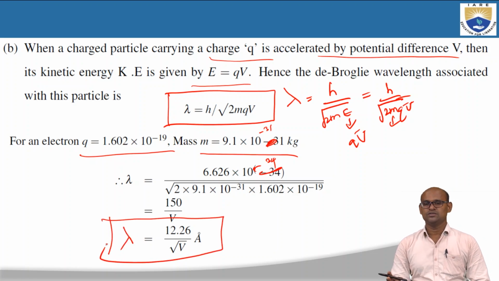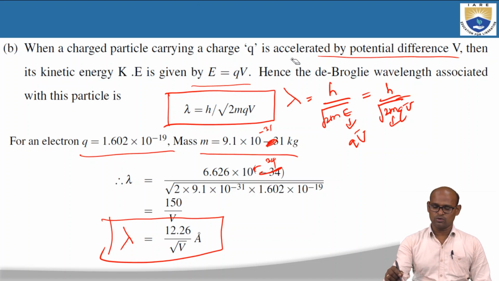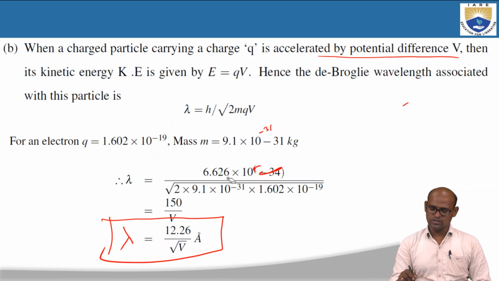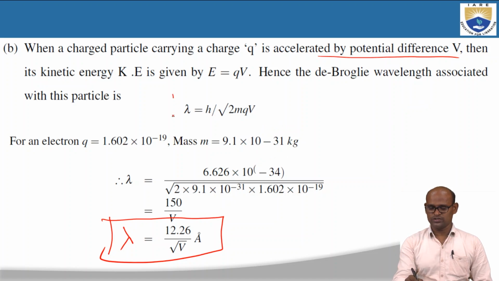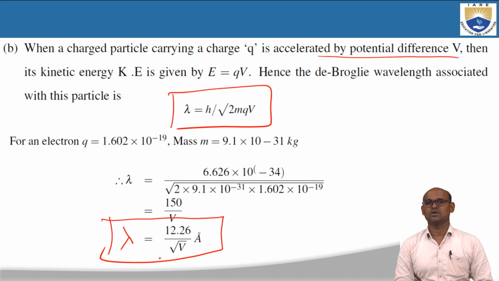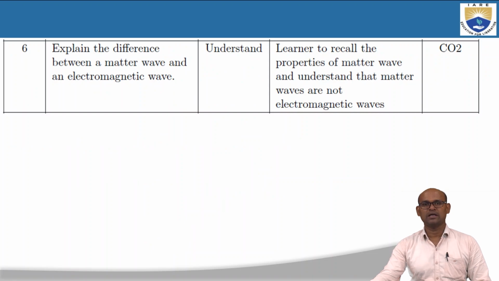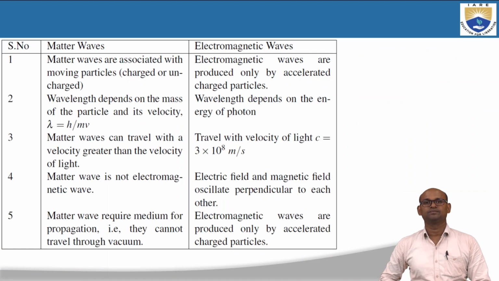So this is for an electron. The de Broglie wavelength associated with an electron that is experiencing potential V and having charge q. When we substitute these values for the electron, we simplify this equation into lambda is equal to 12.26 by square root V angstroms. Okay. So the next question, explain the difference between matter wave and electromagnetic wave.